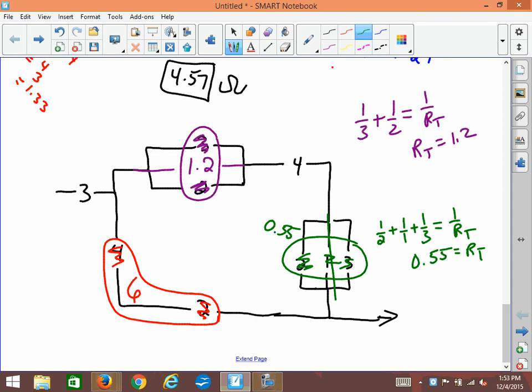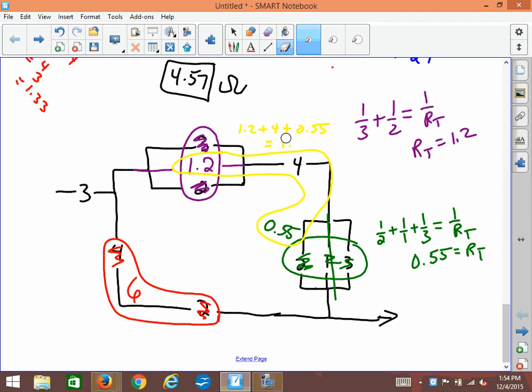Good. Now, I can look at this path across the top. I have a 1.2, a 4, and a 0.55. And they're all on that same path. So I can put them all together by adding. So that would be 5.75. 1.2 plus 4 plus 0.55. That's hard to see, but it's... Where am I at here? Whoops. Let's do that again. 4 and 1 is 5. 5.75. Yeah, I think that's what we said.